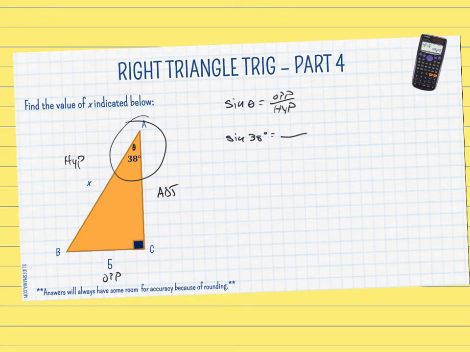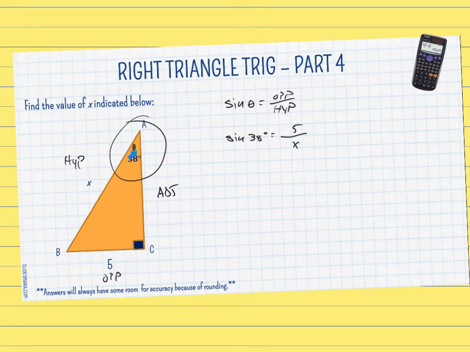Now, as for my ratio, do I know my opposite side? I certainly do, so I can fill that 5 value in. Next, my hypotenuse. Do I know my hypotenuse? Well, no, I don't, and that's my value of x that I'm going to try and solve for. So all of a sudden, what I have formed here is the sine of 38 equals 5 over x.